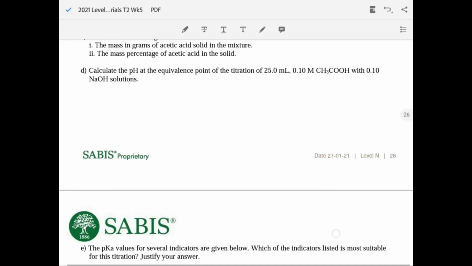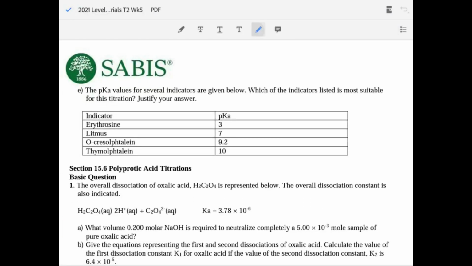Yes. And then E, 8.72. Which one is the closest? It's simply this 9.2 over here. And that is pretty much it for 15.5.